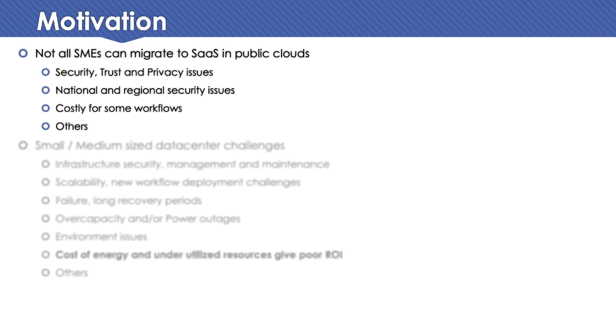Now, not all small and medium scale enterprises can migrate to SaaS and public clouds. There could be many reasons for that. A very common reason is the security, trust, and privacy issues of the data to be put on public clouds. It is also possible data could be of sensitive nature for national and regional concerns. Sometimes it can also be very costly for some workflows to execute in the public cloud.